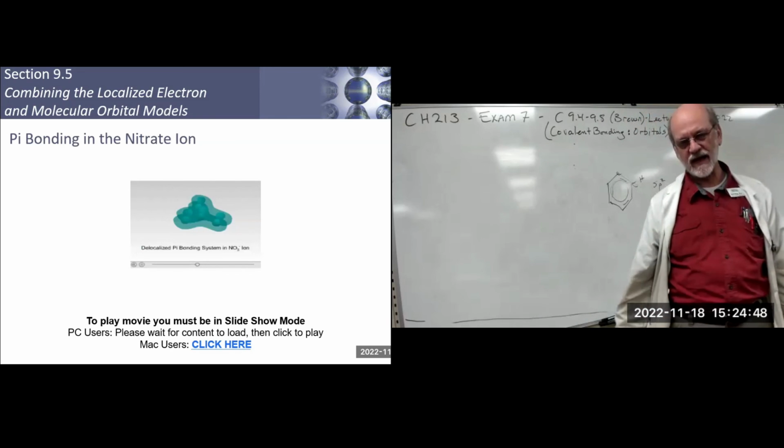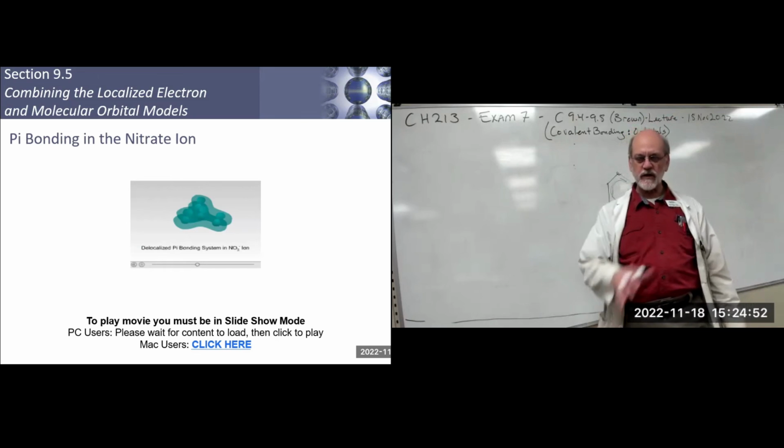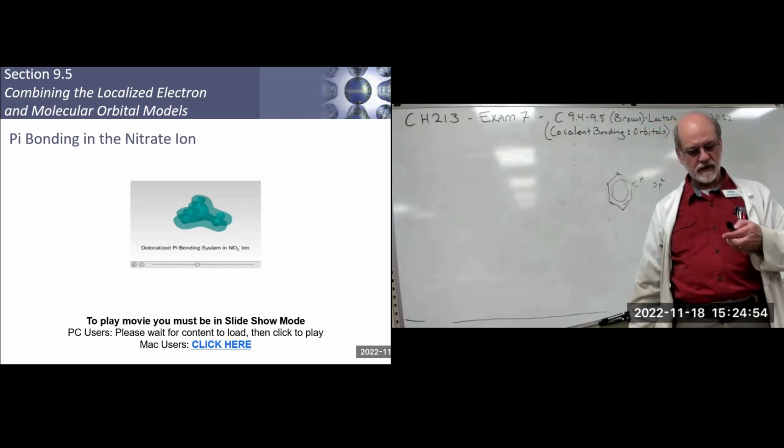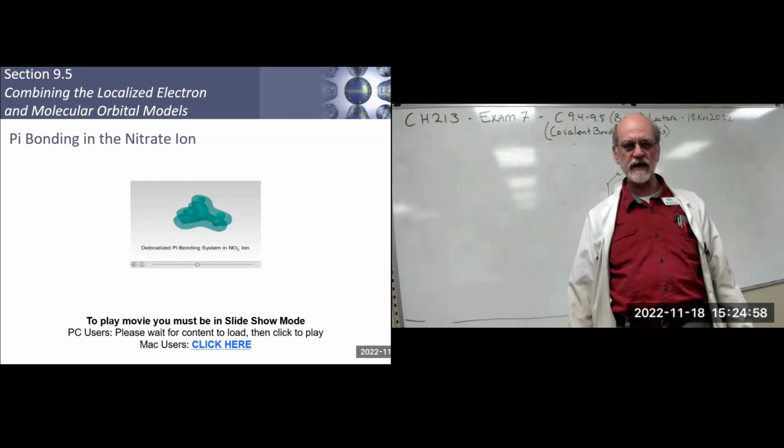This is the nitrate ion. I only kept this one because it had a nice little picture in it. The video that goes along with it doesn't work anymore because flash is out the window. Not supported anymore.